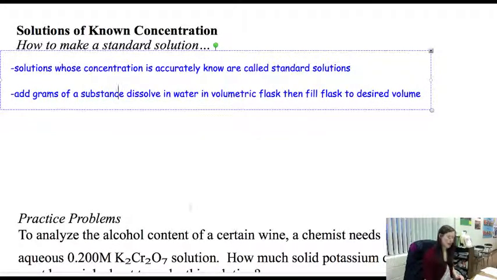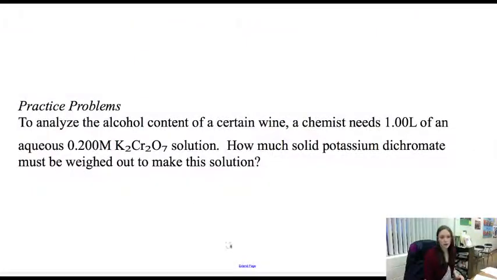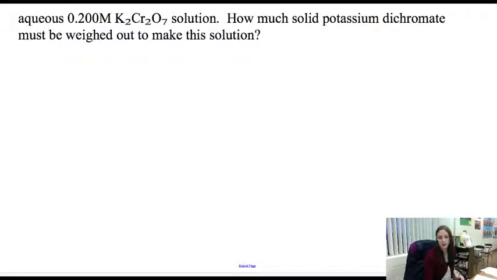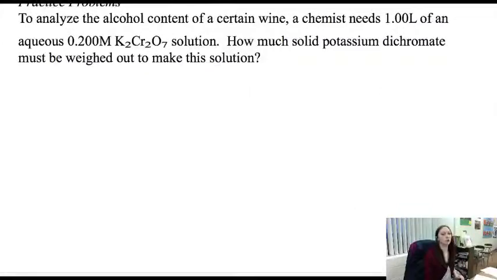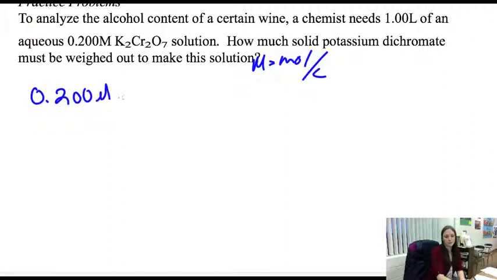So let's look at an example here. To analyze the alcohol content of a certain wine, a chemist needs 1 liter of a 0.2 molar potassium dichromate solution. How much solid potassium dichromate has to be weighed out to make this solution? Let's remember back to molarity. Molarity is moles per liter.